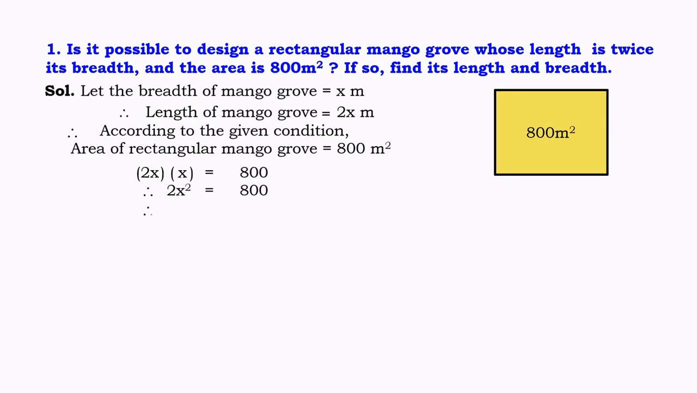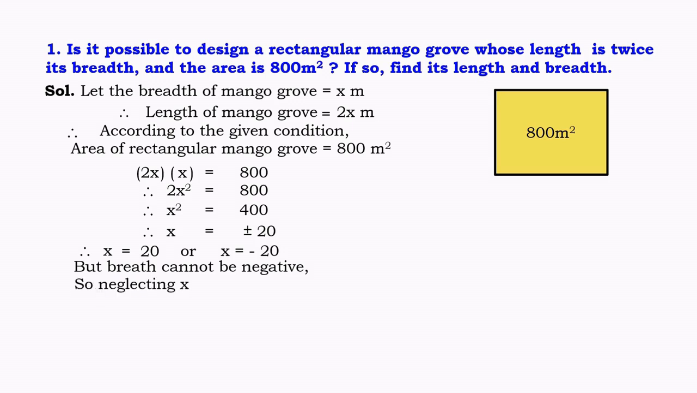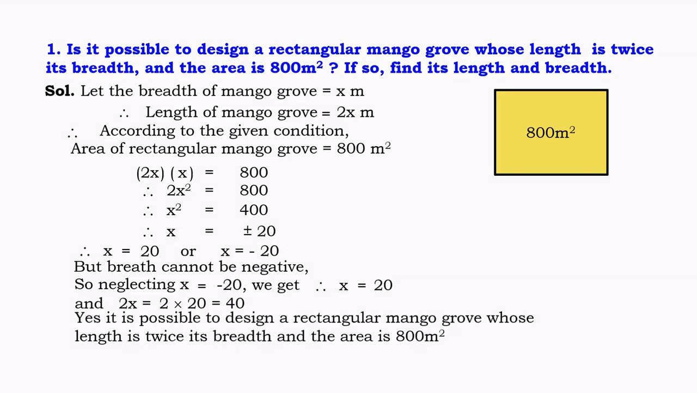Dividing both sides by 2, we get x squared equals 400. Taking the square root of both sides gives x equals plus 20 or minus 20. Since the breadth of a grove cannot be negative, we reject minus 20. Therefore, x equals 20. So, the breadth of the mango grove is 20 meters. The length is 2 times 20, which is 40 meters.